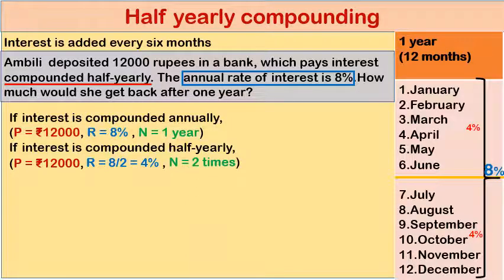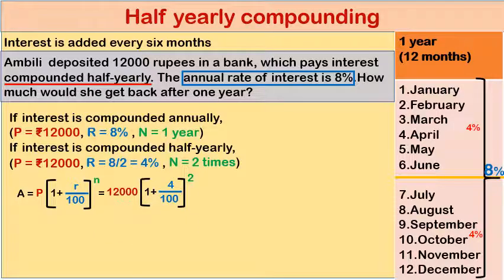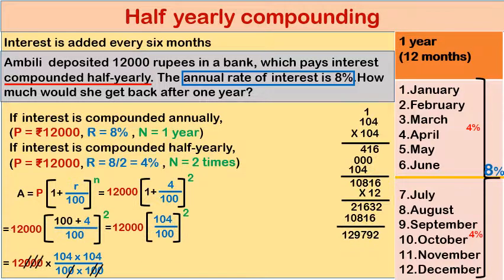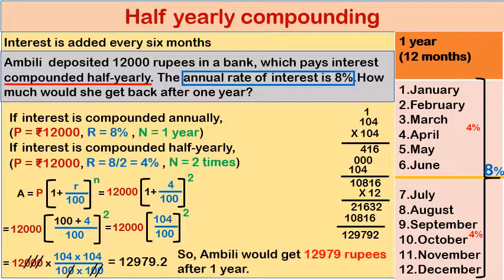Okay. Then write our formula for calculating amount. Amount A equal to P into 1 plus R by 100 all raised to N. Then substitute, we get 12,000 into 1 plus 4 by 100 all raised to 2. Then simplify, we get amount A equal to 12,979.2 rupees. So we can say Ambili would get 12,979 rupees after 1 year. Suppose in the problem we want to find out how much Ambili gets after 1.5 years. Let us see that next.